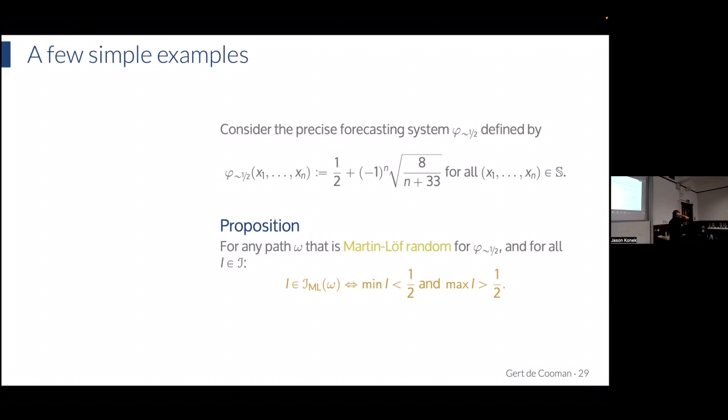But remember, the forecast doesn't have one half itself. It can never be precise. There is no precise stationary interval that makes this path random. But any imprecise one, however close to it, will make it random.